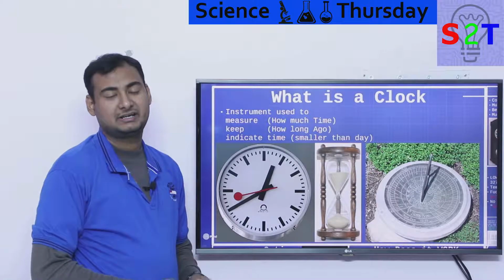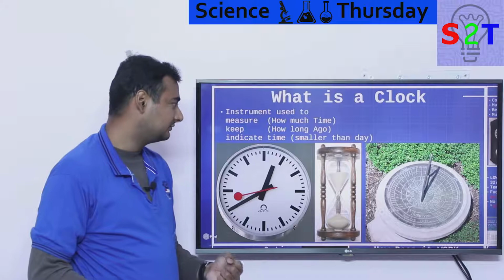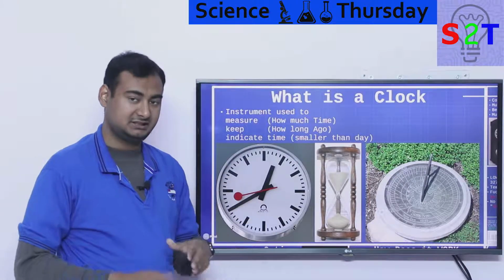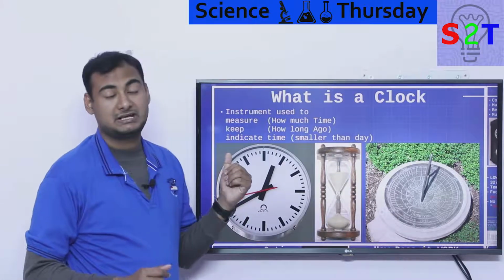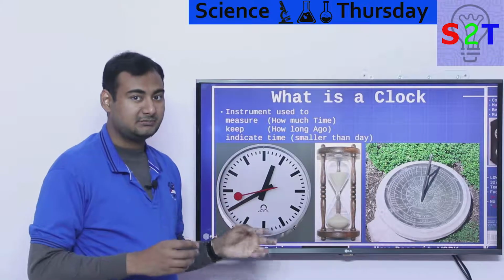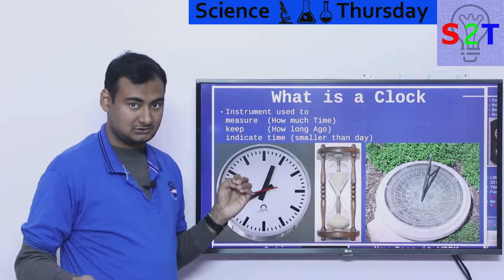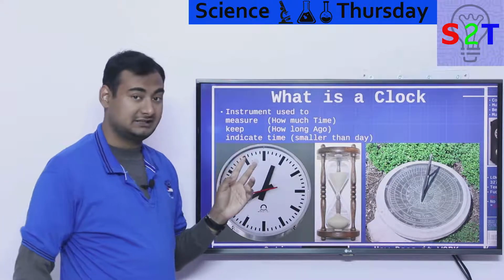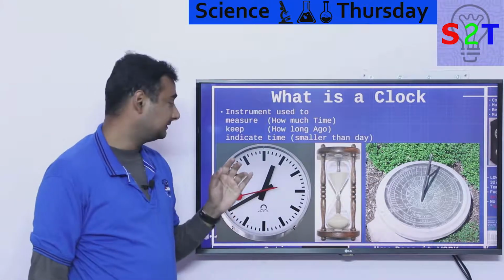Now first thing you have to understand, what the heck is a clock? A clock is a measuring instrument. So what does it measure? First it has to measure how much time, basically 1 minute, 1 hour, 1 day. Then it also has to keep it. Now this keeping part is kind of unique, for time is a fourth dimension. So we have to keep it also, as in how many minutes ago, how many days ago. That's why you always hear people say timekeeping piece or timekeeper.